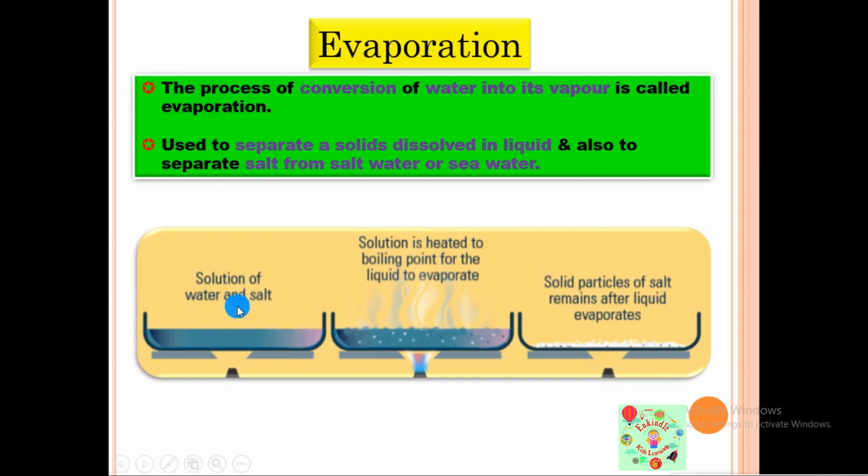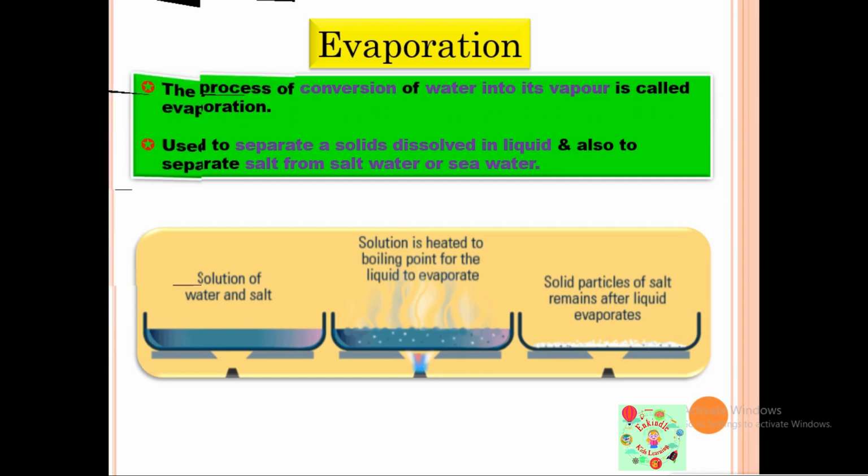To separate salt from this water, the solution is heated to boiling point for the liquid to evaporate. When I heat this particular solution, the water gets evaporated, leaving behind the solid particles of salt. This method of separating a solid, that is salt, dissolved in liquid, that is water, is called evaporation. In this example we saw it is used to separate a solid dissolved in liquid, that is salt from water. It is also used to separate salt from salt water or seawater.